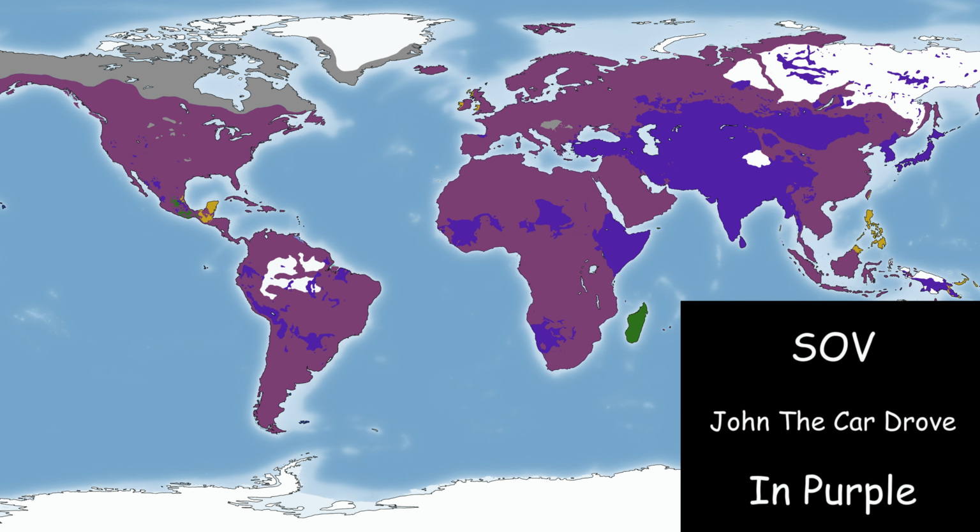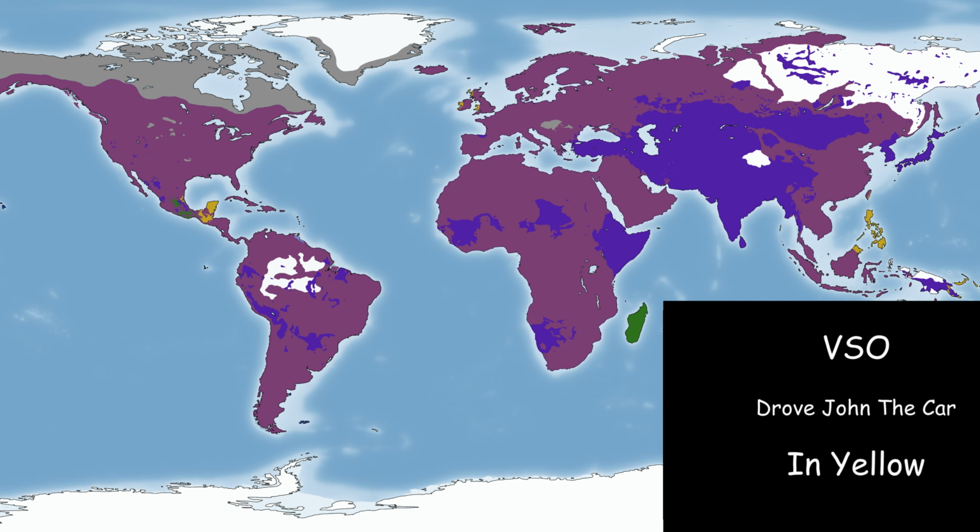The most common word order, by number of languages spoken, is subject, object, verb, or SOV, which is used by around 45% of languages. This would change the sentence to, "John the car drove." This order is used by the Indo-Iranian languages, Turkic languages, Mongolic languages, Cushitic languages, Tibeto-Burman languages, and many more.